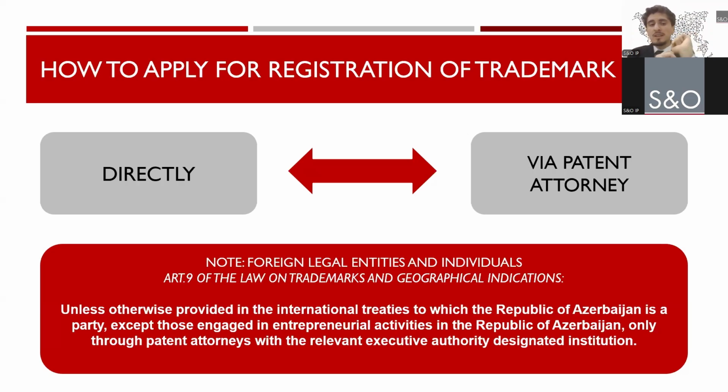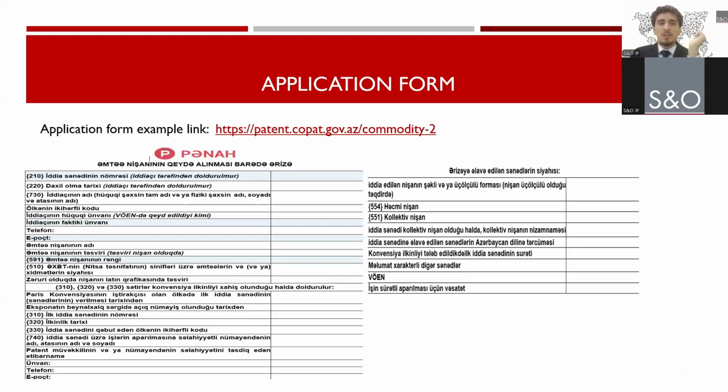But we have to note this for foreign legal entities and individuals. According to Article 9 of the Law on Trademarks and Geographical Indications, foreign legal entities and individuals have to do this trademark registration process only via a patent attorney. They cannot do it directly by themselves. They need the help of a patent attorney to do this application.